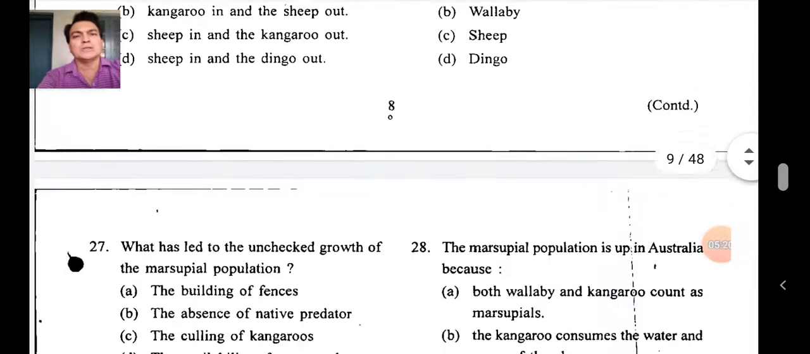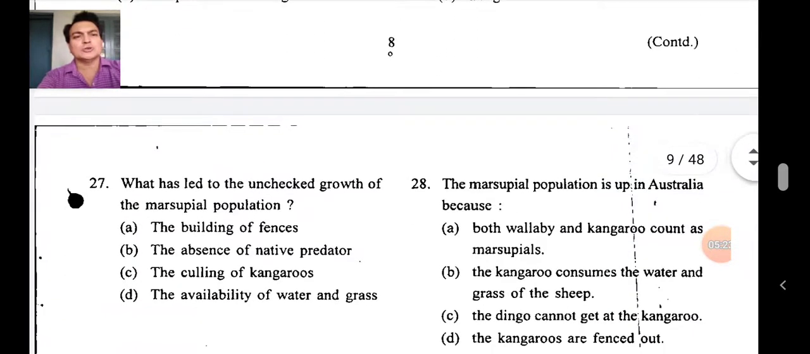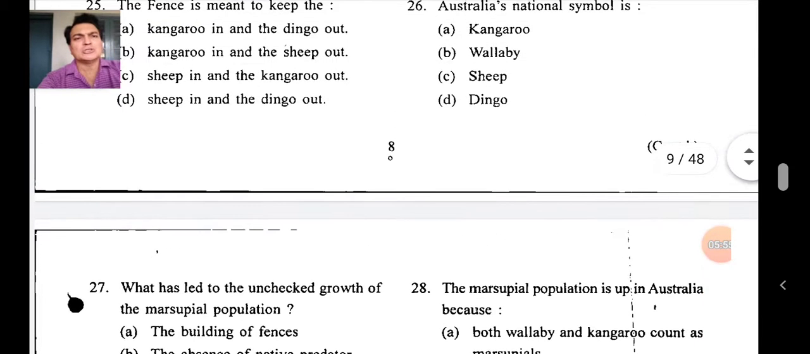Question number 27. Okay, this question is also on this particular passage. Question number 27 and question number 28. What has led to the unchecked growth of the marsupial population? So here, unchecked growth of the marsupial population, kangaroos: the building of fences, the absence of native predator, the culling of kangaroos, the availability of water and grass. So why has there been unchecked growth of the marsupial population?